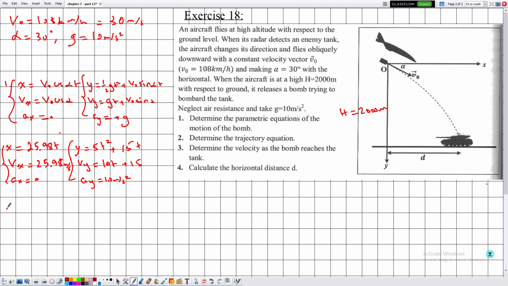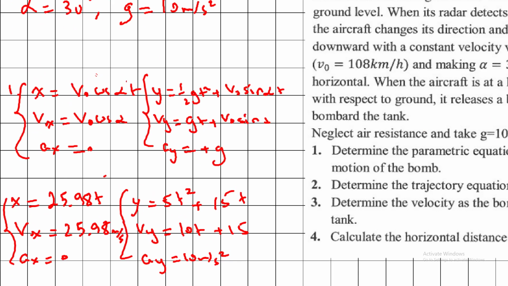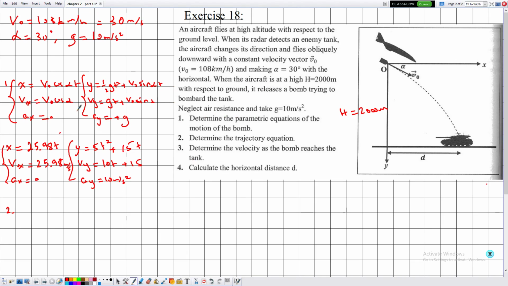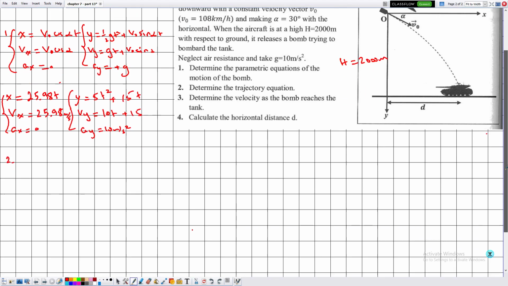Now in number 2, they are telling me to determine the trajectory equation, and the trajectory is the equation that completely relates the positions x and y independent of time. We can go here and replace the linear term in y, but instead let's start from the general form and determine the general form of the trajectory, then replace the values of v_0 and alpha.